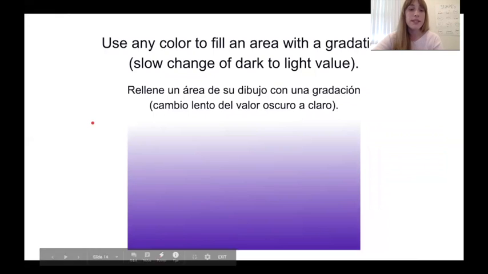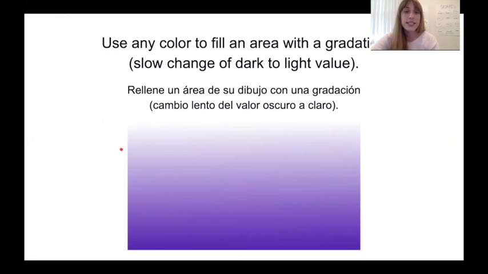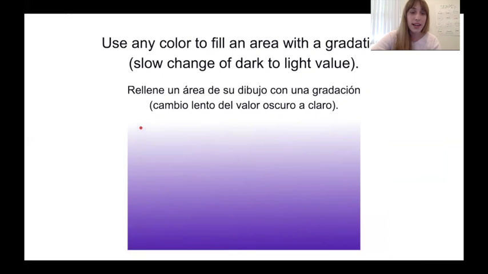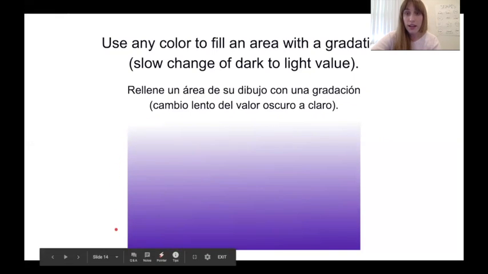Our next step is to use any color to fill an area with a gradation. So a gradation is a slow change of dark to light value. So right here, I have an example for you. We have our dark value of purple down here. And as we get higher and higher up, our value becomes lighter and lighter until we get to white here, right? So you're going to fill any area of your drawing with a gradation.